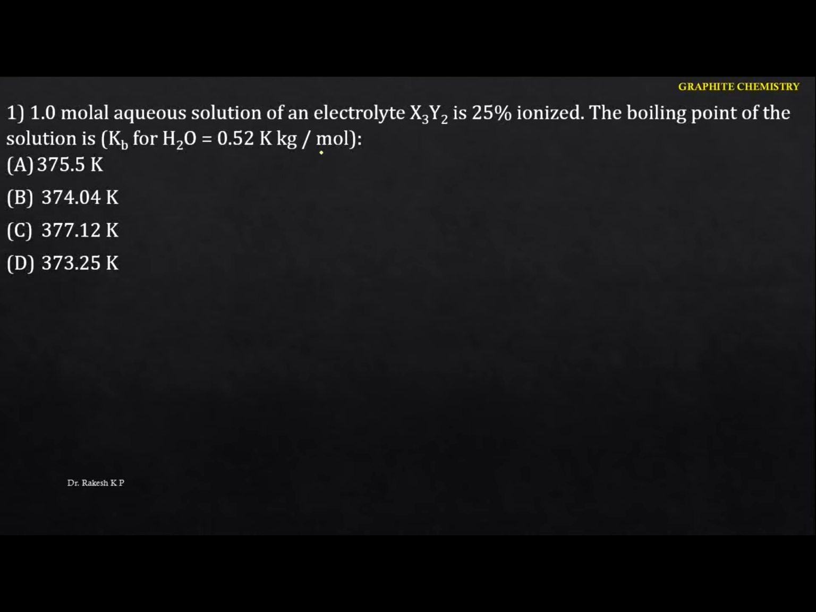See the particular electrolyte they have given, that is X3Y2. After dissociation here we are going to get 3 X2+ plus 2 Y3-. Okay, so now you just identify before dissociation. Before dissociation, this will be 1, and this will be 0.